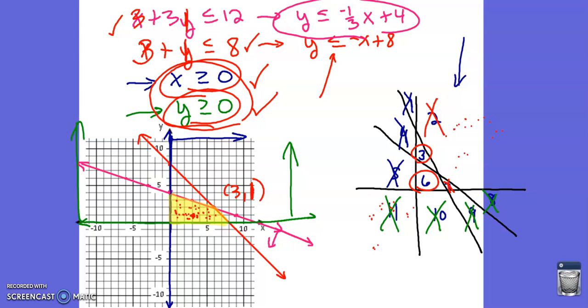So that's a good way to double check it, to make sure the shaded area is correct. Just test a point inside of there. And that's the system of inequalities.